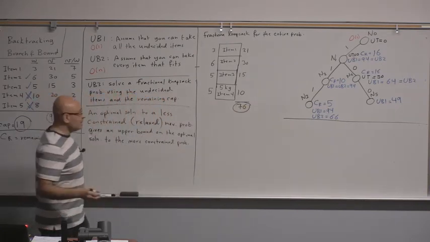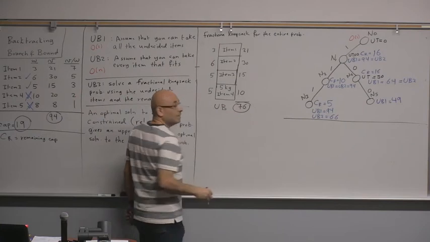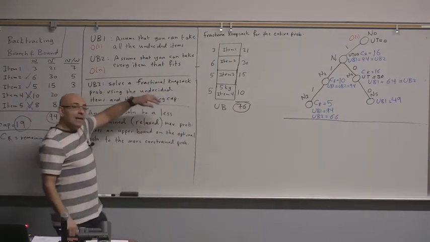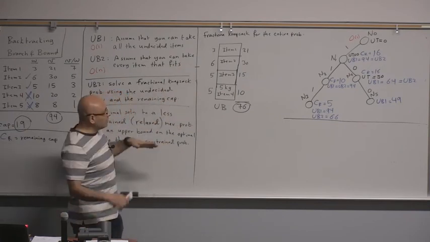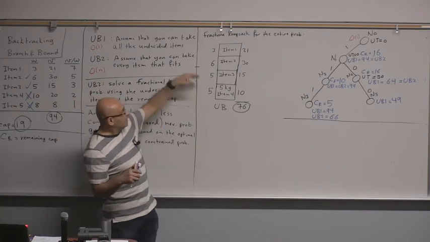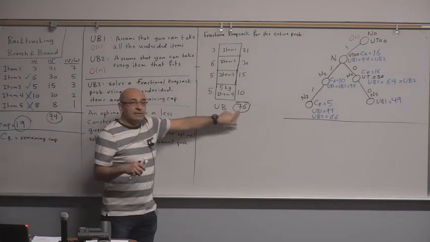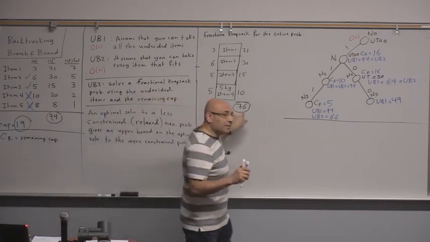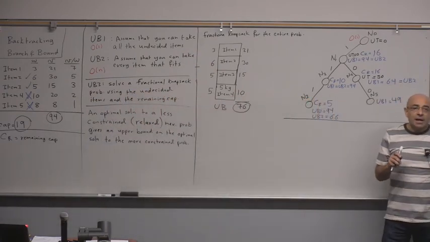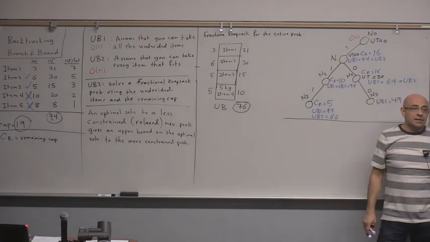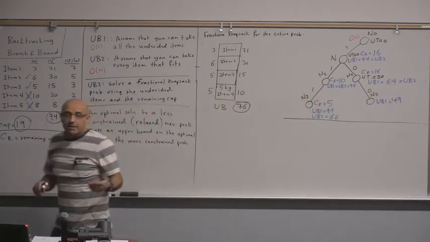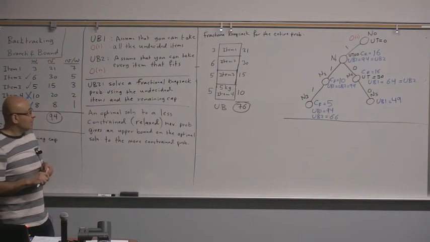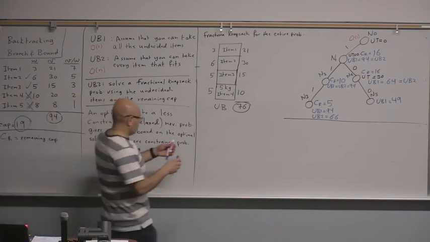Now this 76 is an upper bound at this point. I know this because I solved the less constrained problem, the relaxed problem, which is the fractional knapsack. I did not honor the integrality constraint, and I took fractions. I got 76. This is an upper bound because if I solve it as a 0-1 knapsack problem, I will get something that is less than or equal to 76. I cannot beat this. In fact, most likely I'm going to get something less than 76, and the solution indeed is less than 76 in this case. So this is an upper bound.